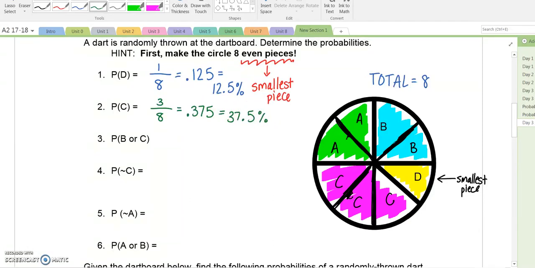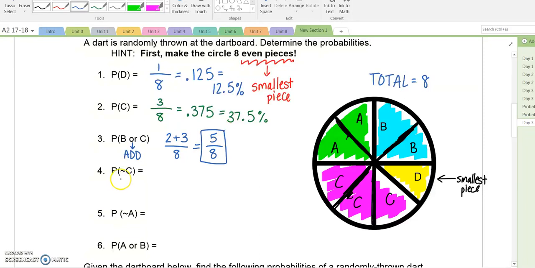You don't have to give me all 3 of these answers, but I just want to make sure you're able to find them depending on what the direction's asking for. Okay, number 3, the probability of B or C. So or, when we're talking about probability, means you're going to add up those options. So there are 2 of B and 3 of C. So if it's B or C, I would do 2 plus 3 out of the total 8. So that would be 5 out of 8.